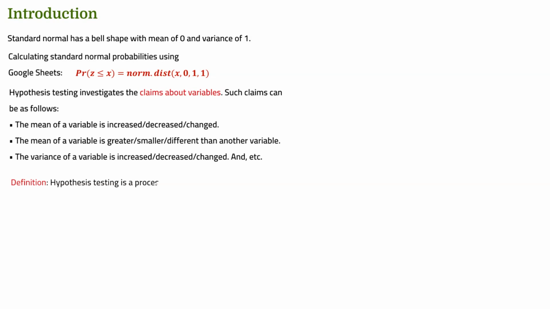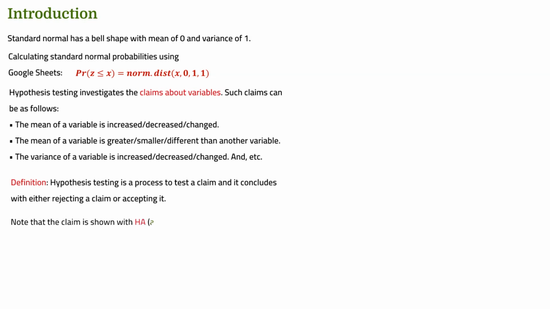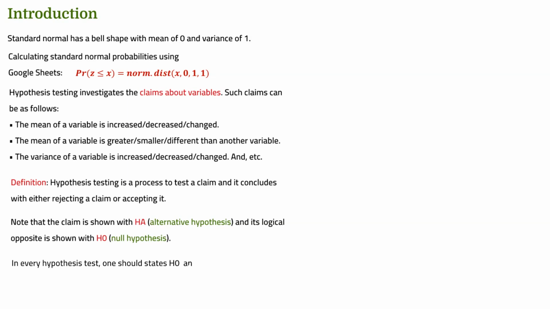Definition: hypothesis testing is a process to test a claim, and it concludes with either rejecting a claim or accepting it. Note that the claim is shown with HA, or alternative hypothesis, and its logical opposite is shown with H0, or null hypothesis. In every hypothesis testing, one should state H0 and HA first, which dictates the setting and shows how to proceed with the testing.